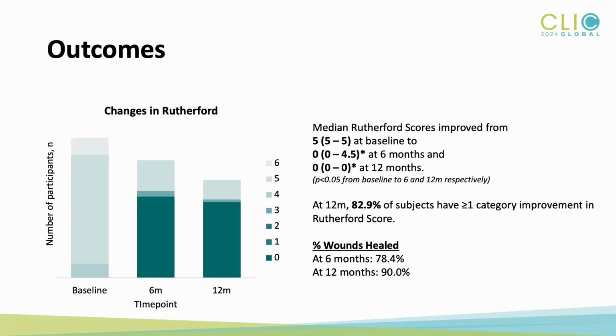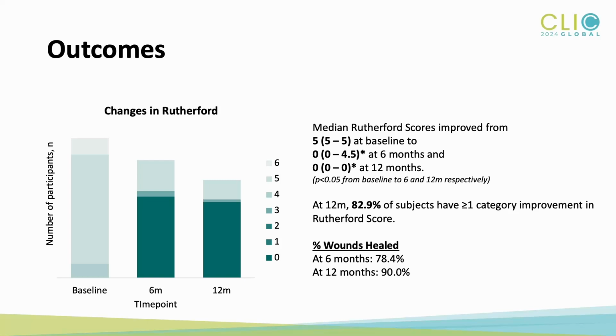And in terms of the Rutherford score, most of them started at 5 at baseline, and then they progressed at 6 months and 12 months to most of them 0. So this is a clinically significant as well as a statistically significant difference. So at 12 months, 82.9% have a more than one category Rutherford improvement. And percentage of wounds healed at 6 months, 78.4%, and at 12 months, 90%.